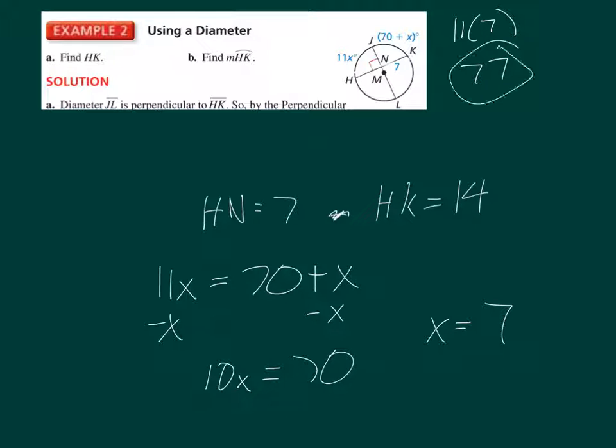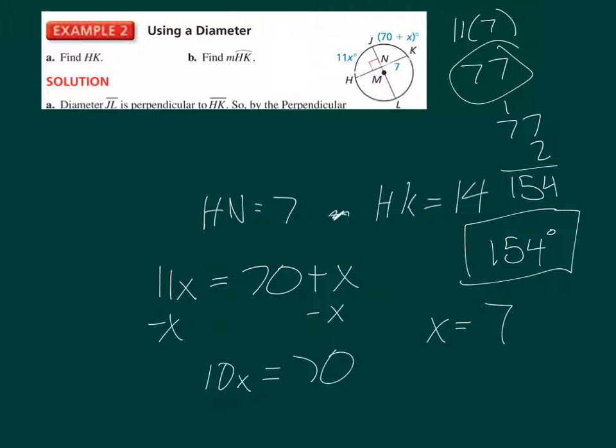And I know it's twice as big as that 77. So if I just take 77 times 2, that will get me where I need to be. So 7 times 2 is 14. Carry the 1. 7 times 2 again is 14, plus 1 is 15. So the measure of arc HK should be 154 degrees.